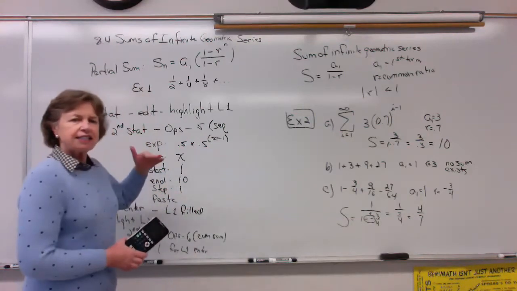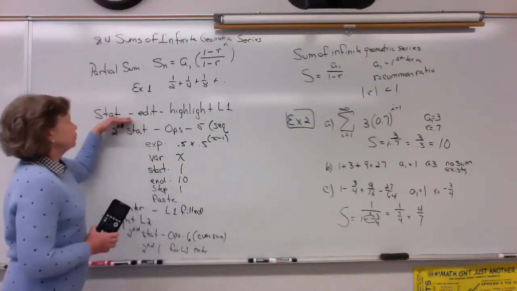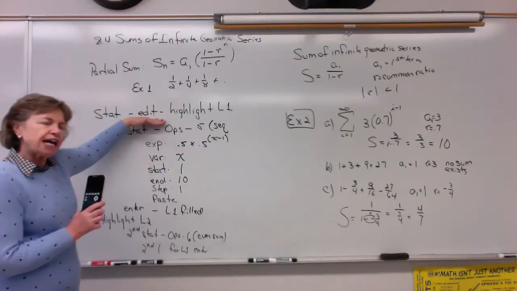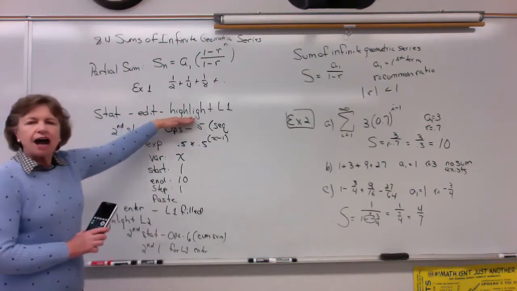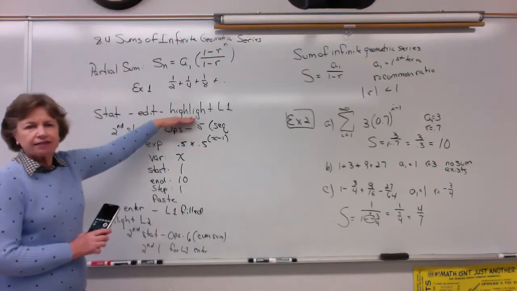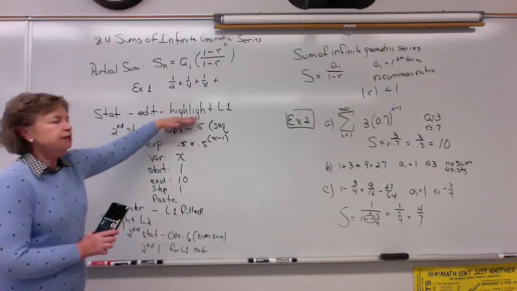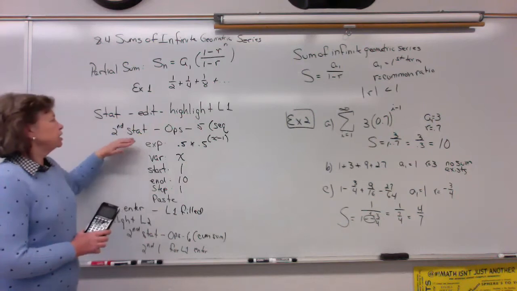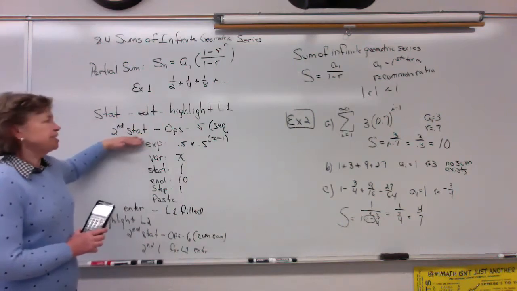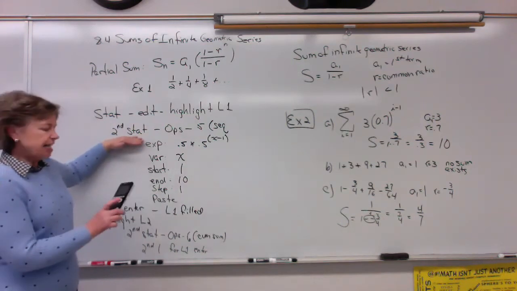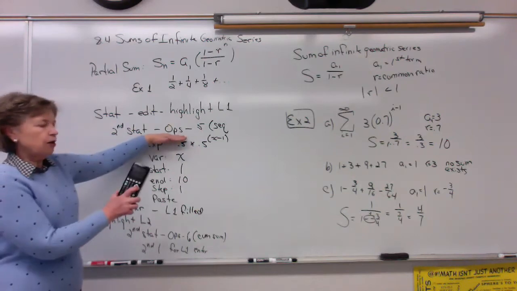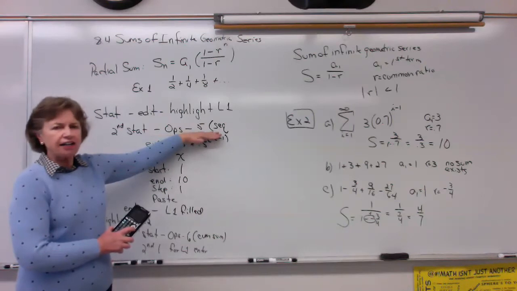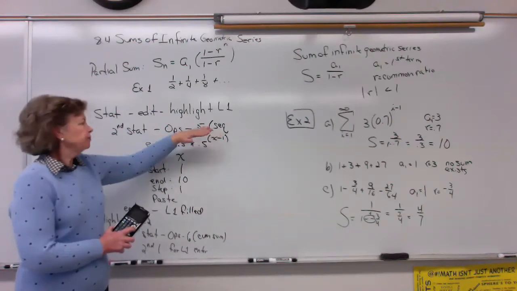So to do this with your calculator, I'm going to stat. Once you push that, you're going to be on edit and highlight L sub 1. So that first column, list 1, you want to be highlighted. Once that's highlighted, while it's highlighted, push second stat and take your little arrow cursor key over to ops, and you're choosing 5 for sequence.